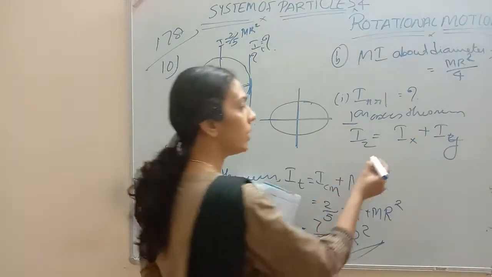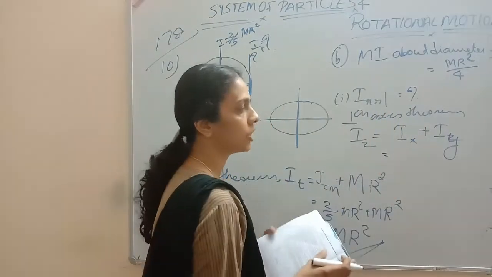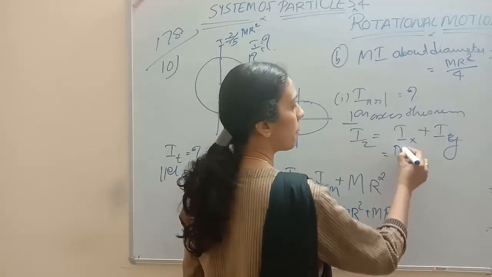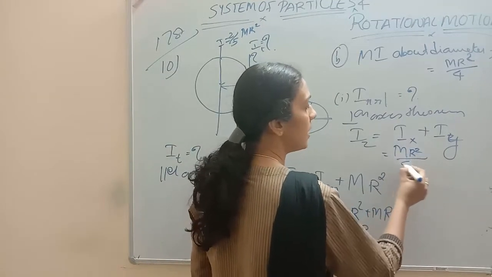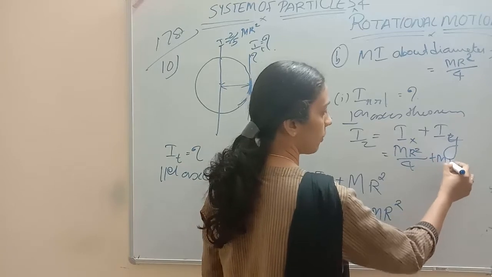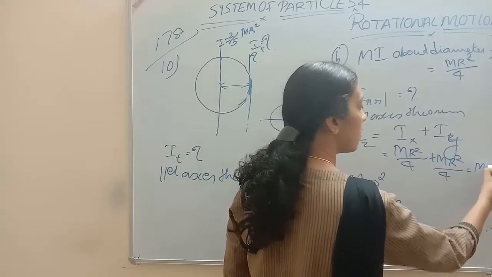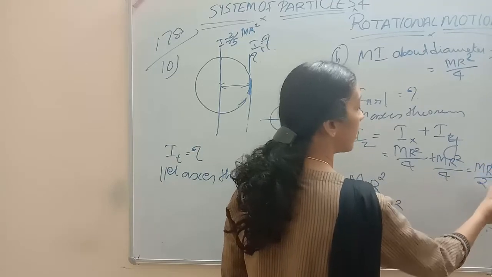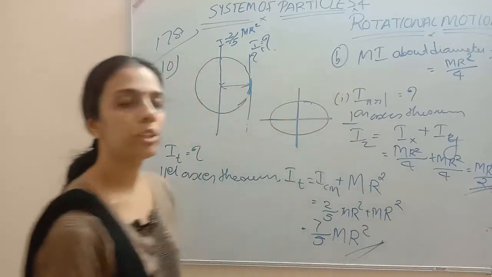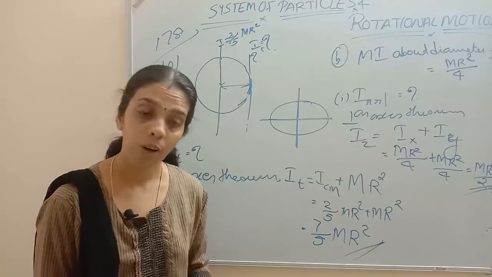So what will be the sum? Yes, the sum of the moments of inertia about the diameters: mr square by 4 plus mr square by 4, so 2 mr square by 4. So we will get mr square divided by 2. This will be the moment of inertia along the normal.